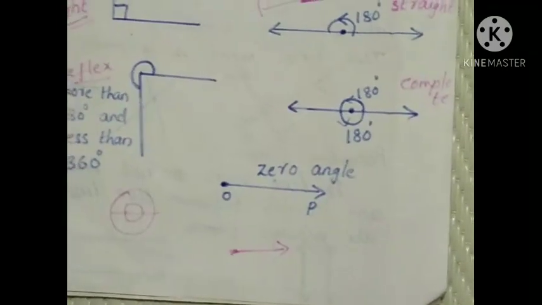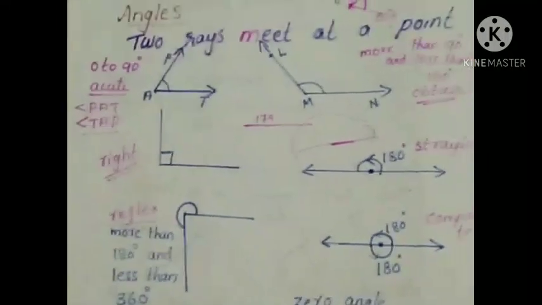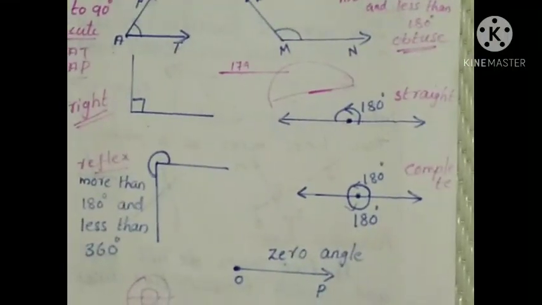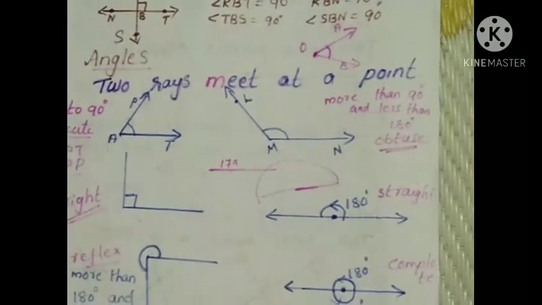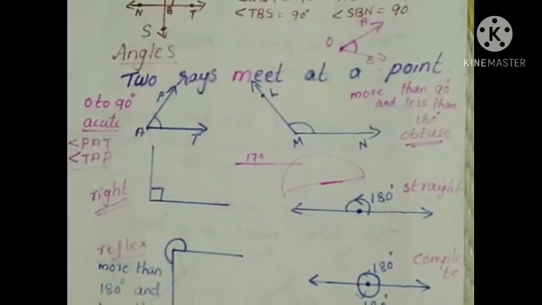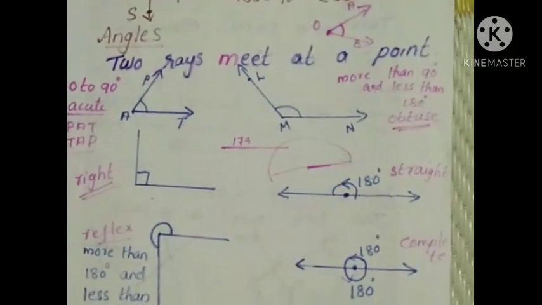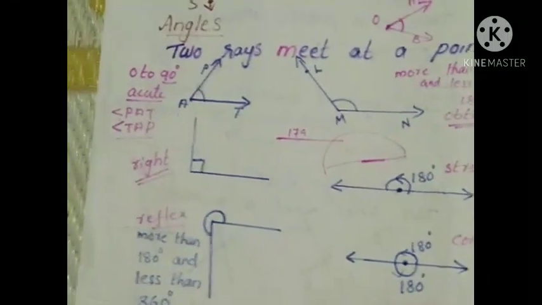Then, how many types do we study? 1, 2, 3, 4, 5, 6, 7. We study 7 types of angles. Then what is an angle? Two rays meeting at a point, that figure is called an angle. One angle is acute, that is less than 90. An angle measuring less than 90 is called an acute angle.